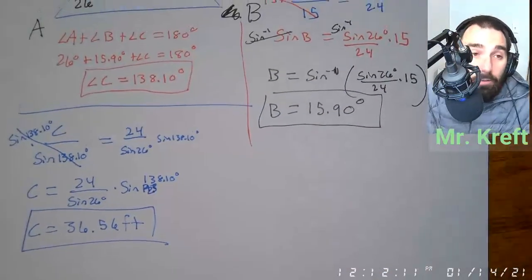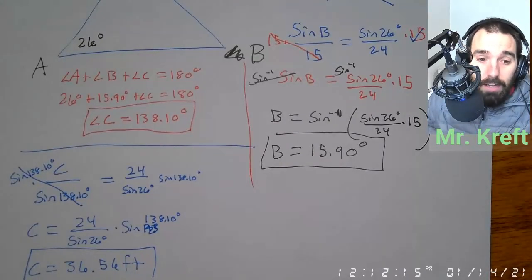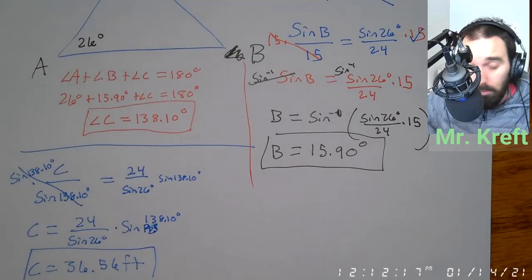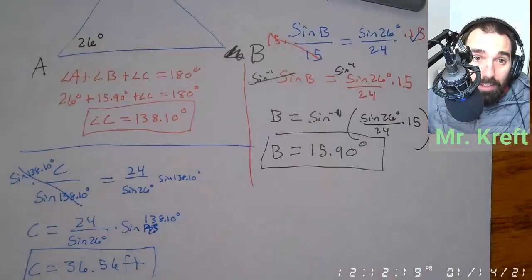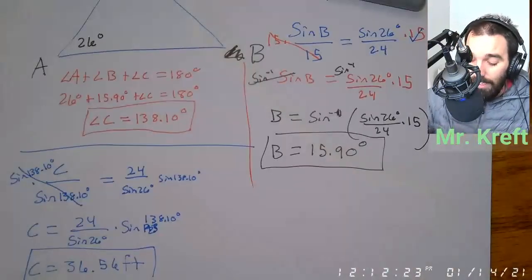I have answered 3. And for all of these questions on your homework, guys, you're going to be given 3 things, and you're going to find 3 things. Because remember, from geometry, triangles have 6 parts. So you're going to be given 3 parts, and you're going to find 3 parts.